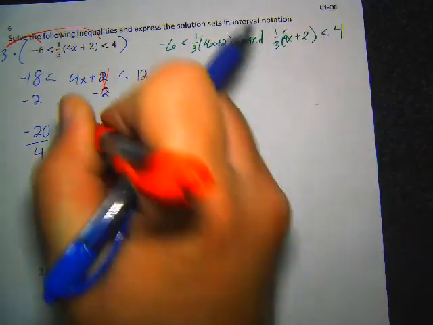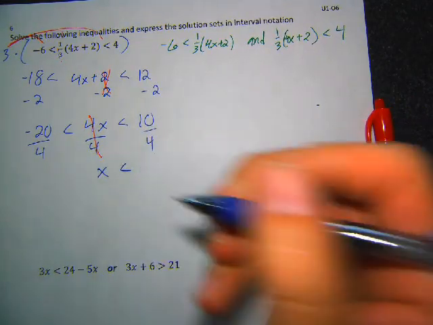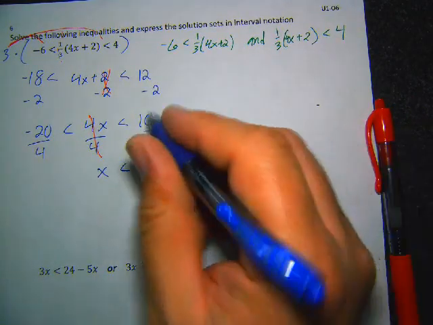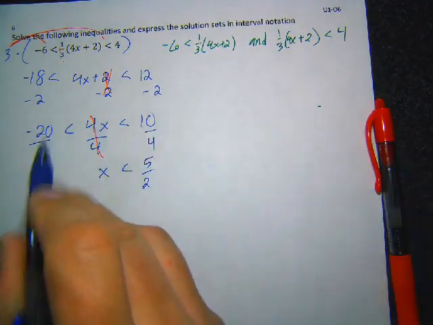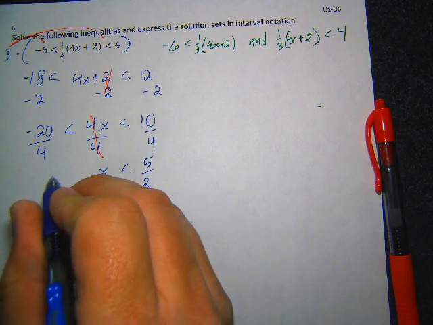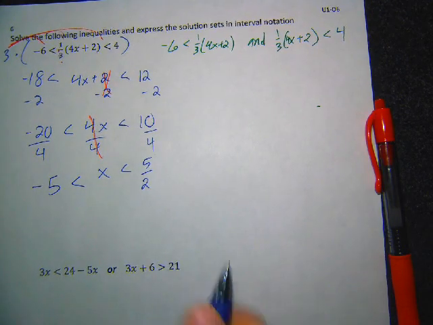Okay, divide by 4 here, cancel the 4's, you get x. 10 doesn't divide by 4, it doesn't come out nicely, but you can simplify. These both divide by 2, so you end up with 5 halves. 20 does divide by 4, that gives us 5. And a negative divided by positive is a negative. And then we have our compound inequality.